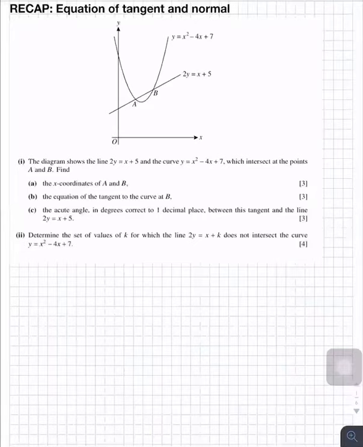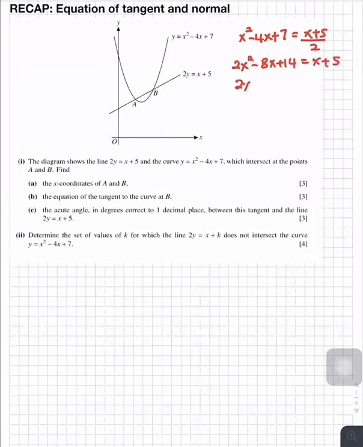Equate the two curves. Very good. You equate the curve to the line. Make y the subject for the line, and then that's it. Tell me what you're getting. What's your solution, Nabil?